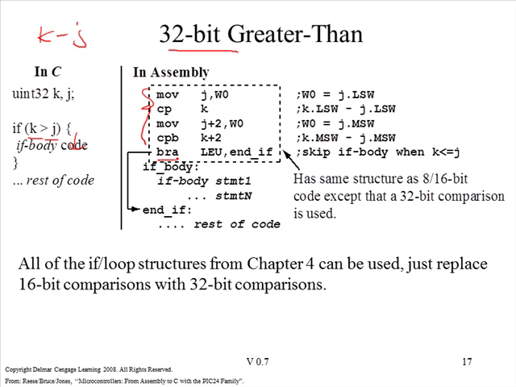At this point, this branch would be the same branch we would have used in the 16-bit code. Here we're going to skip this if body if k is less than or equal to j. So branch always on less than or equal to the end if. If this branch is not taken, then it means that k is greater than j, and we'll execute the if body. So the good news is that all the if and loop structures from chapter 4 can be used. You simply replace the 16-bit comparisons with 32-bit comparisons.